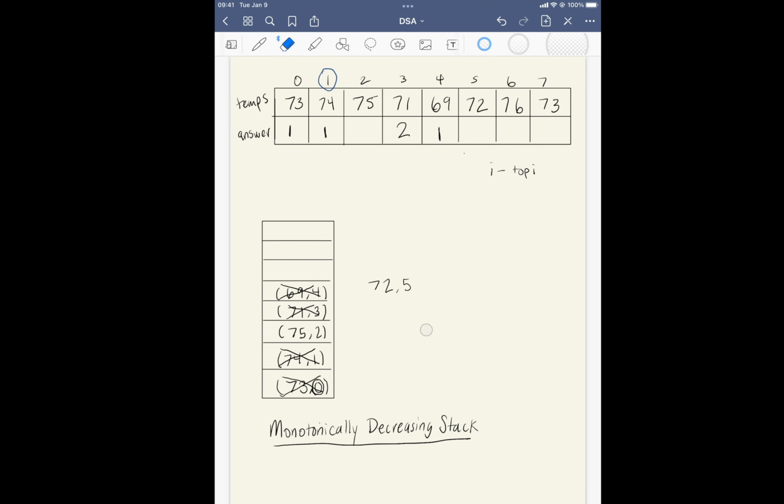Now, can we put 72 on the stack? Well, 75 is greater than 72, so we can put 72 on the stack.